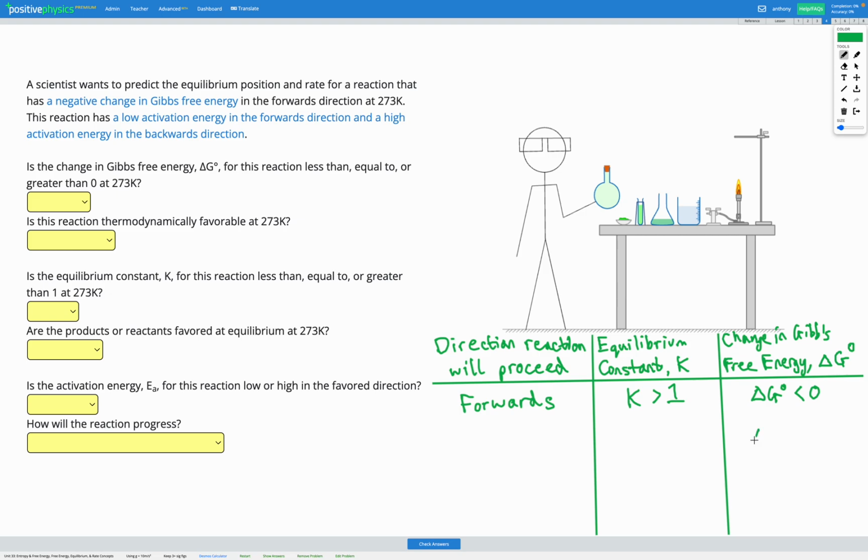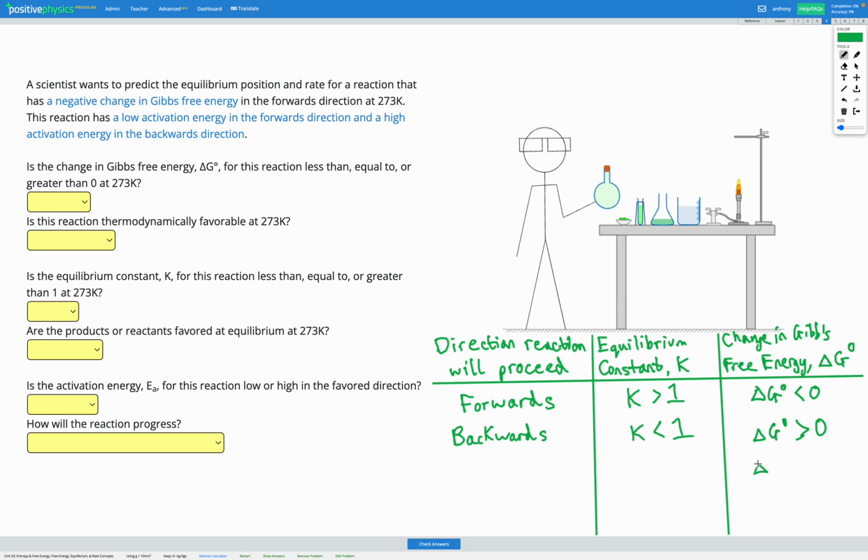If, on the other hand, we have a delta G naught that is greater than 0, that's telling us our reaction will not proceed in the forwards direction. Instead, it's going to proceed in the backwards direction. That means our reactants are favored at equilibrium, which means our K must be less than 1.